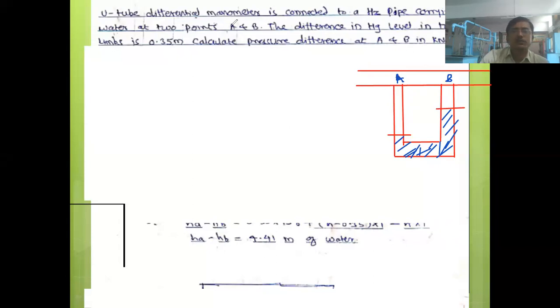Now let us read the problem once again. A U-tube differential manometer is connected to a horizontal pipe carrying water at 2 points A and B. The difference in the mercury level in the two limbs is 0.35 meter. So this lower level and this higher level have a difference of 0.35 meter. You can call this H2. H2 is equal to 0.35 meter. Calculate the pressure difference between 2 points A and B. Now they have not given us the value of H1.